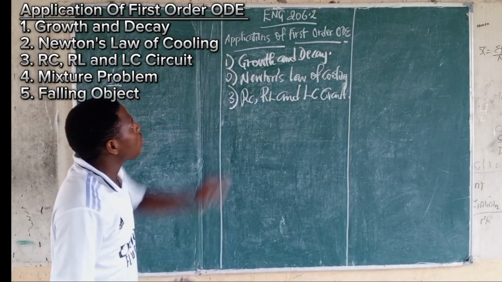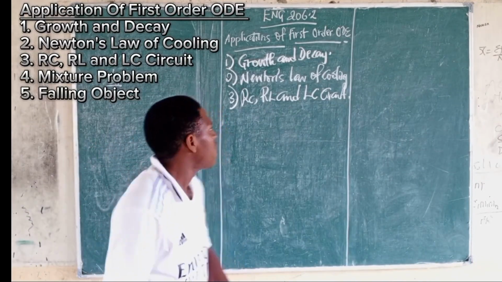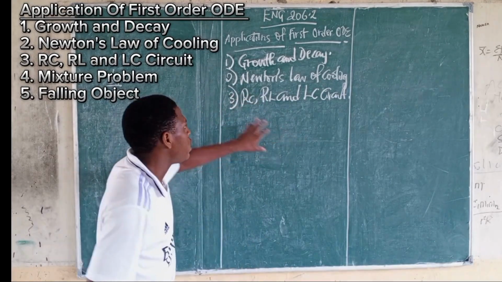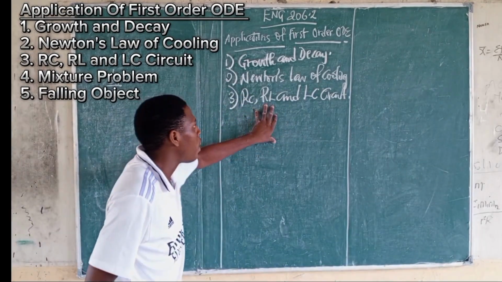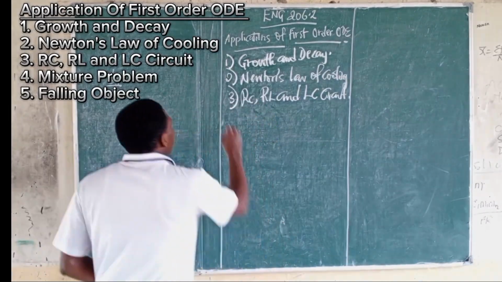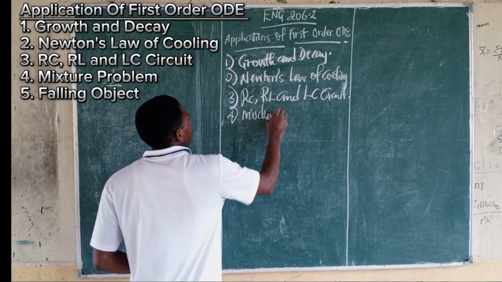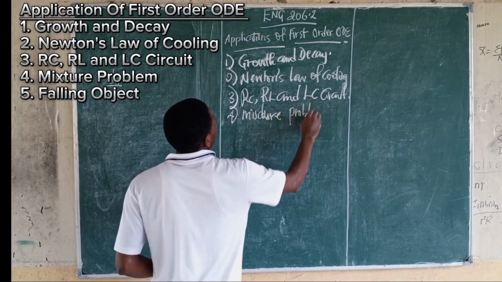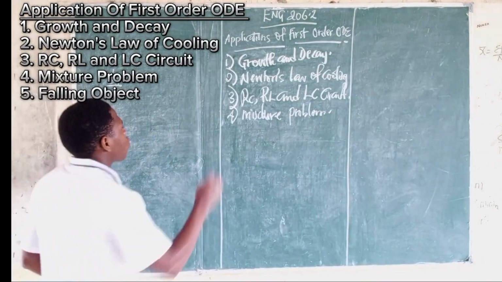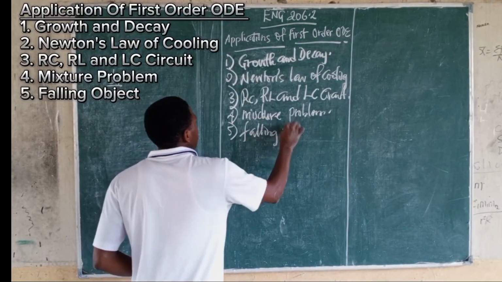Now we're talking about how we can apply the first order ordinary differential equation in solving problems dealing with growth and decay, Newton's law of cooling, RC circuit, RL circuit, and LC circuit. Now we still have more. We have another one called mixture problem. And also we have the last one, which is falling objects.